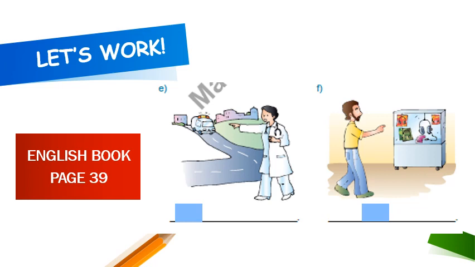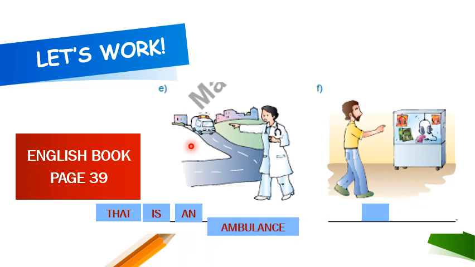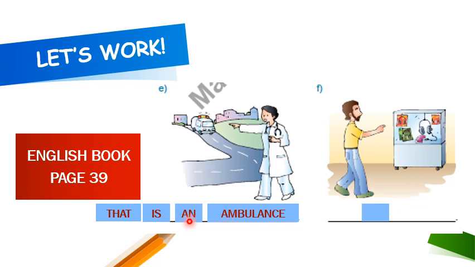So, that. Por que que nós vamos usar o that aqui, students? Olha a mãozinha dela here. Está longe, está apontando para longe. So, that is an ambulance. Por que que aqui a gente vai usar an? Porque aqui nós temos uma vogal, né? O som dela. Então, a gente vai colocar an em vez de a. So, that is an ambulance.